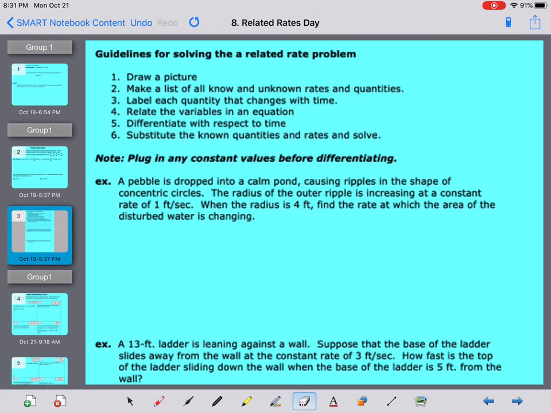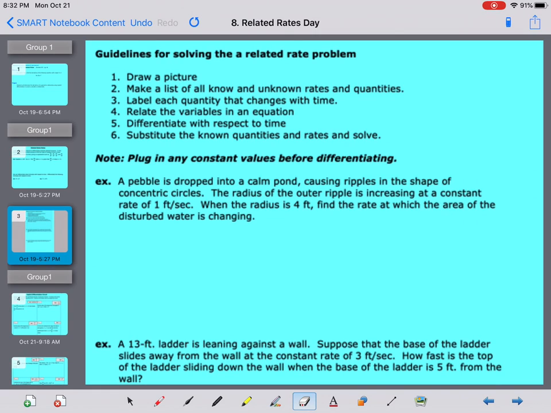One of the notes about related rates is that it is often helpful to plug in any constant values before differentiating, because when we take the derivative of a constant, it goes to 0. And we'll see a problem like that in the second example.